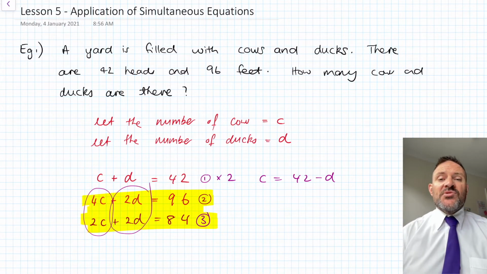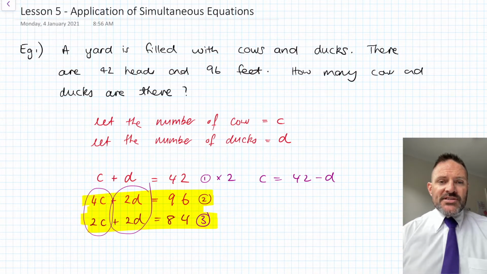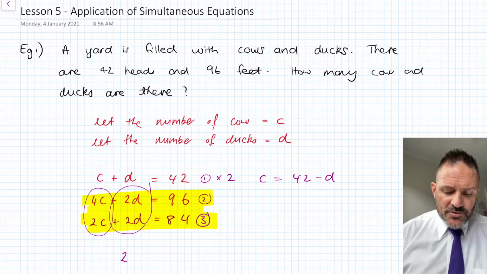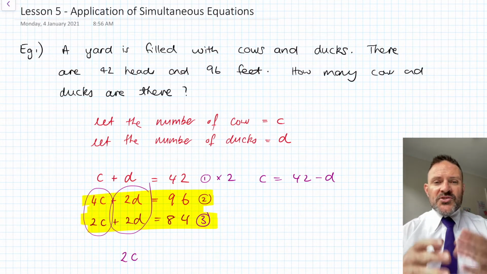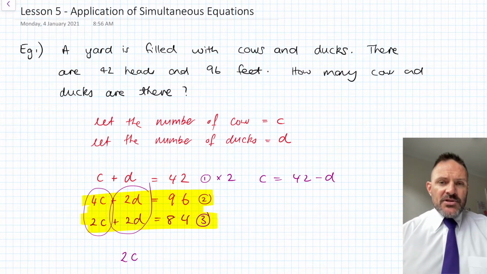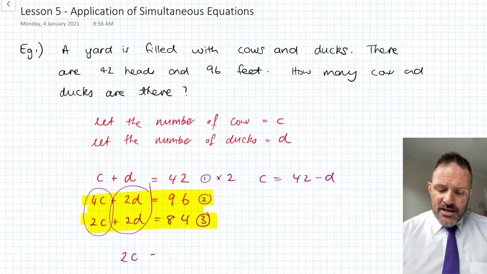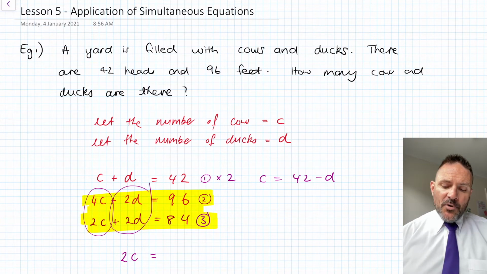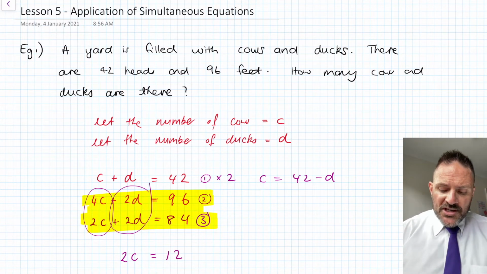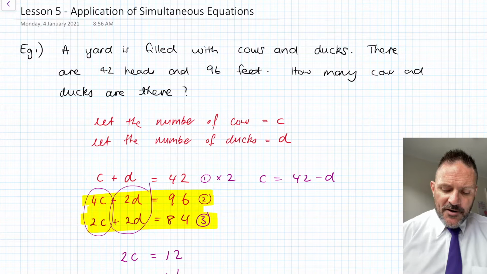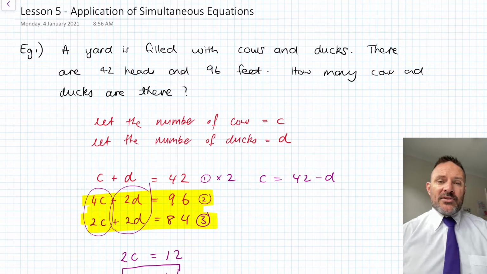Well, hopefully you recognize that we subtract them. So 4C take away 2C equals 2C. And I started with the top one because I want a positive number. 2D minus 2D disappears, and 96 take away 84, well, that's going to be 12, which gives me C equals 6. So very quickly, I can now say there are 6 cows.